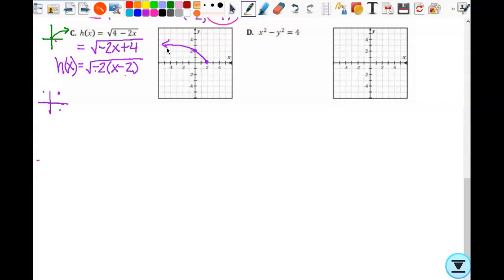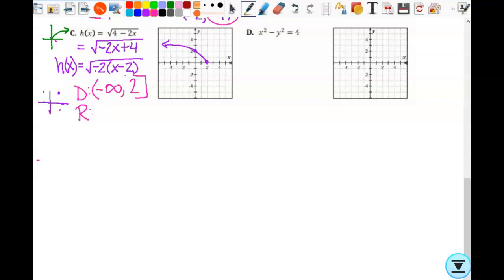Okay. We agree with that? So my domain, left to right, right? I start way out here. My x values start at negative infinity. That's always a parenthesis. And I go until I hit 2. Do I include 2? Yes, because 2 is an x value that I graph on my function.